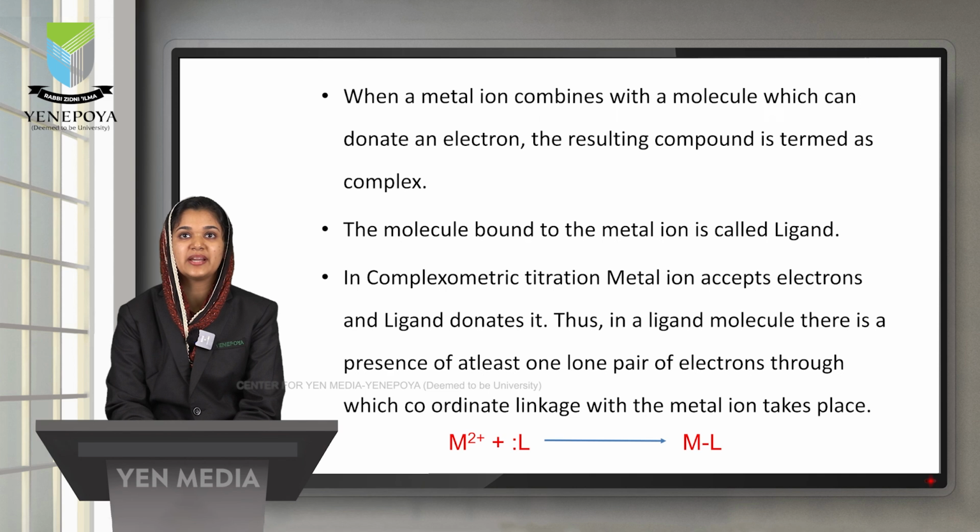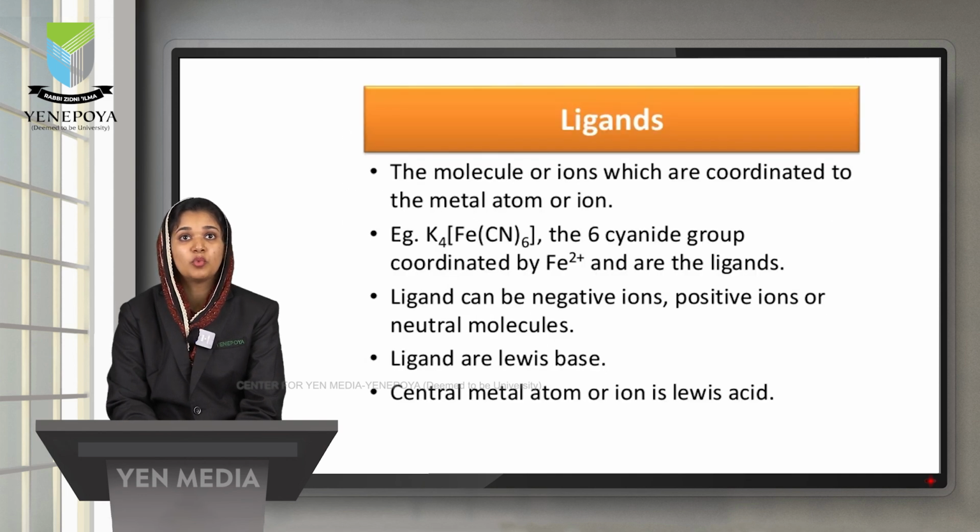When a metal ion combines with a molecule which can donate an electron, the resulting compound is termed a complex. The molecule bound to the metal ion is called a ligand. In complexometric titration, the metal ion accepts electrons and the ligand donates them. Thus, in a ligand molecule there is at least one lone pair of electrons through which a coordinate linkage with the metal ion takes place. Ligands are the molecules or ions which are coordinated to the metal ion. For example, in potassium ferrocyanide, there are 6 cyanide groups. These are the ligands which are attached to our ferrous ions.